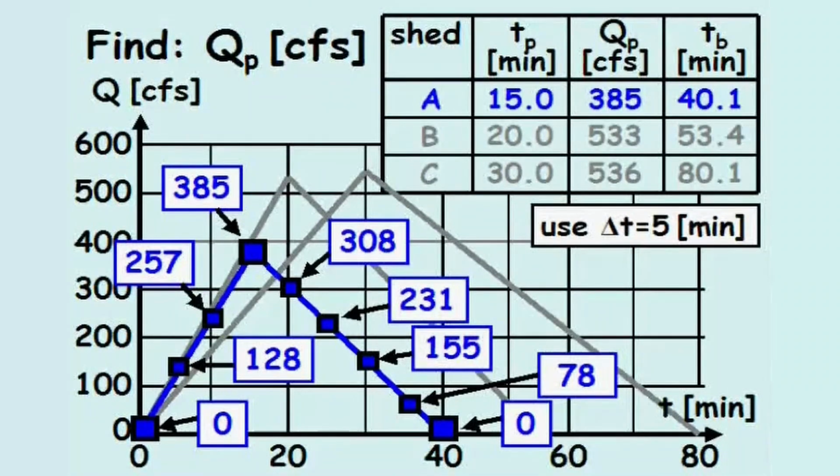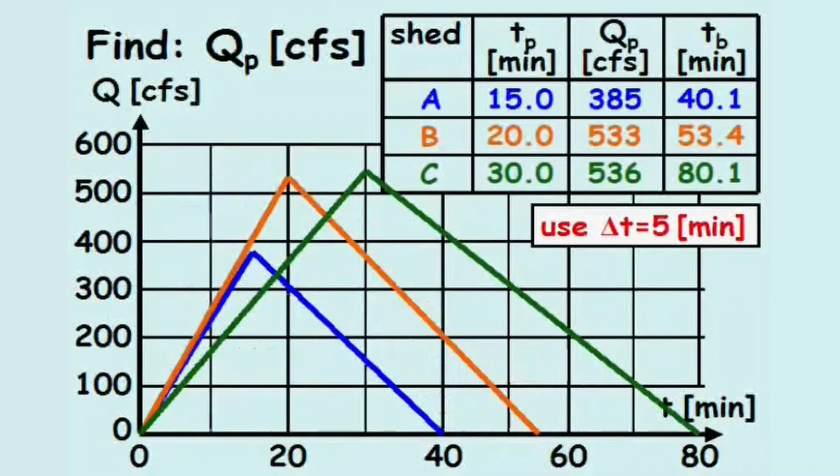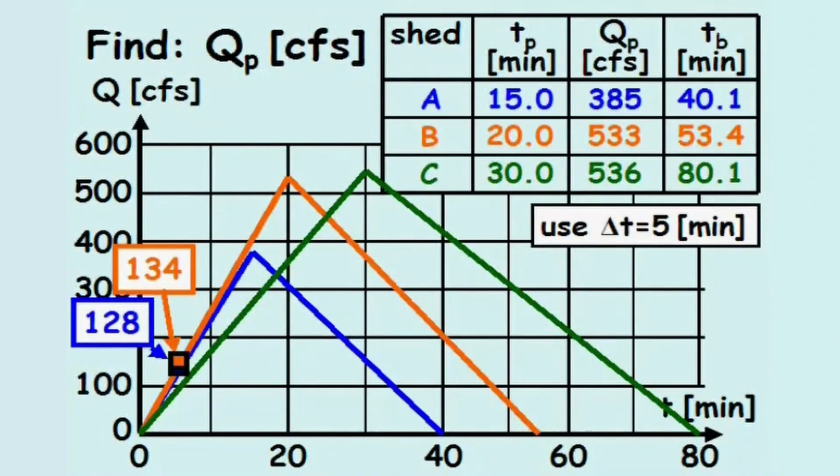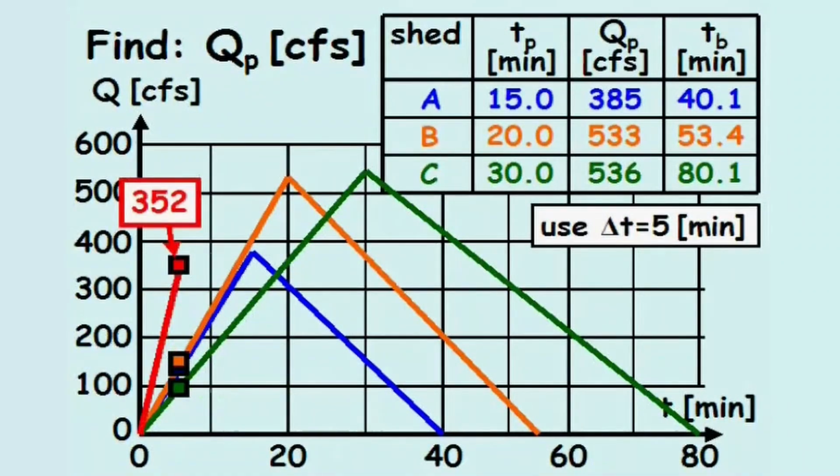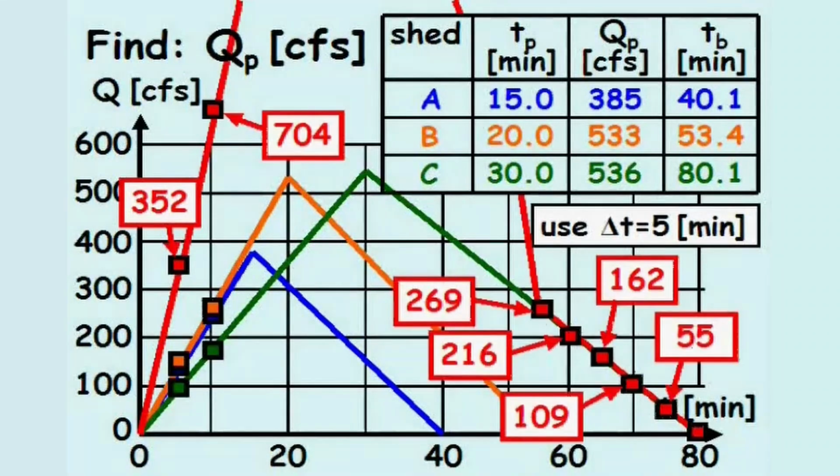This process is repeated for watersheds B and C, and the flow rates for each time period for all hydrographs are added together. For example, at 5 minutes, watershed A generates 128 cubic feet per second, watershed B generates 134 cubic feet per second, and watershed C generates 90 cubic feet per second. These values sum to 352 cubic feet per second. This summation process repeats for all time periods, 10 minutes, 15 minutes, and so on, until there is no more flow.